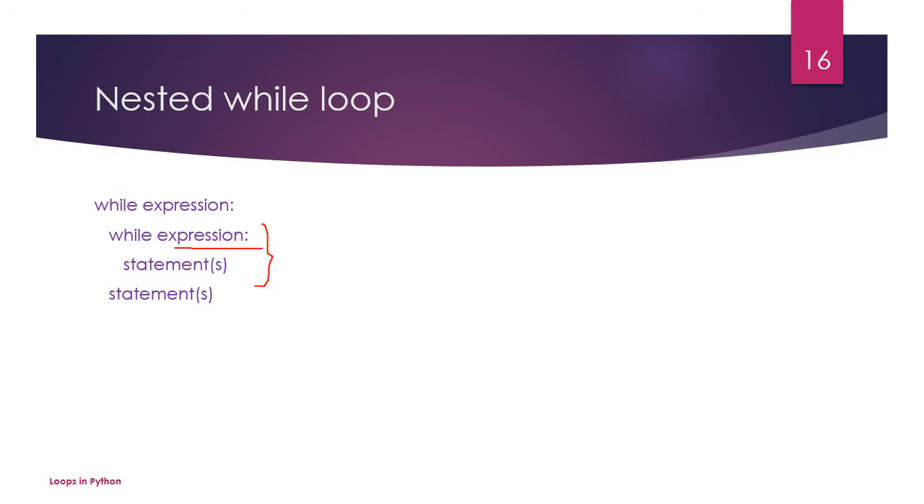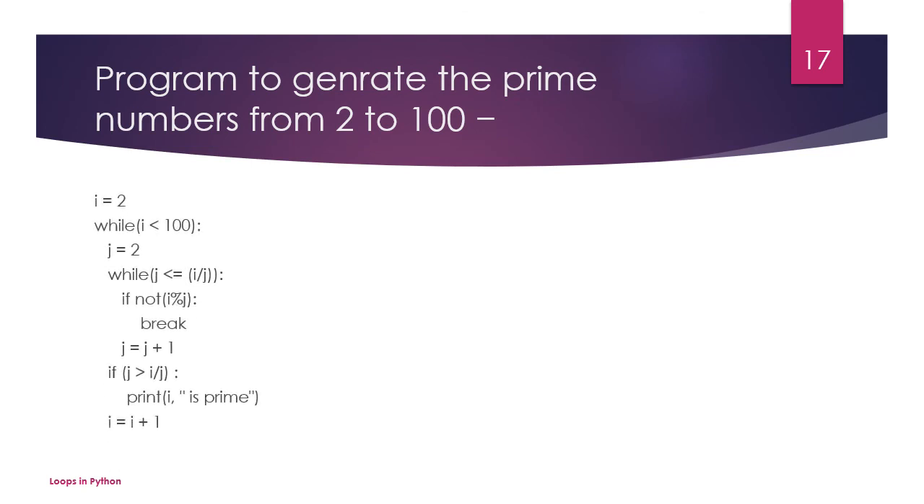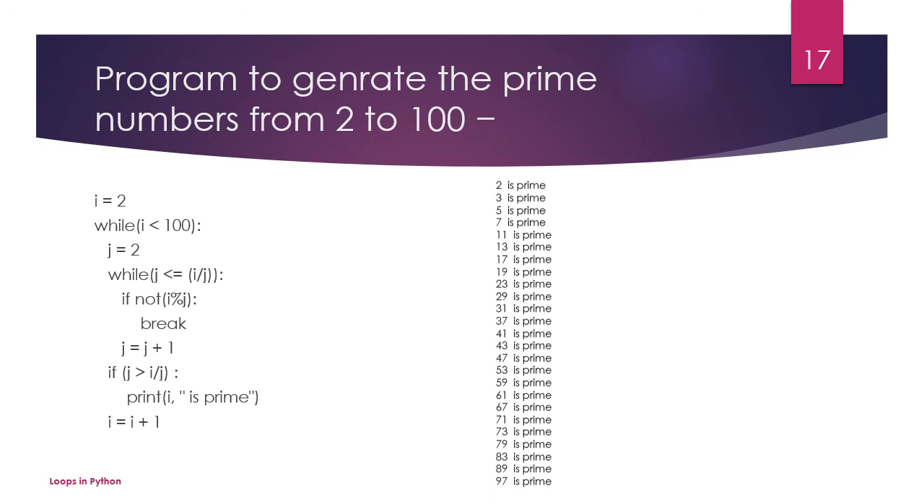That is how nested while loops work. Here is a program to generate the prime numbers from 2 to 100. Here we have used nested while loops. The output of this program is all the prime numbers between 2 and 100. It will begin at 2 and check until it reaches 100. The number 100 will be excluded.